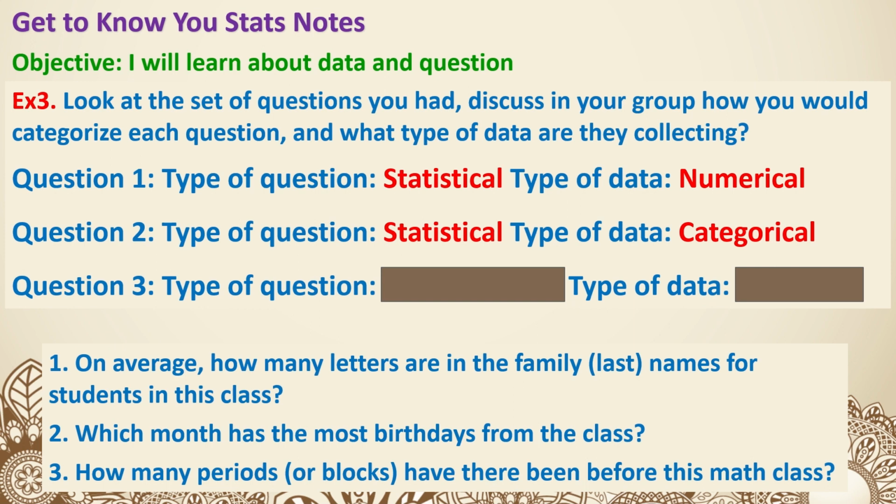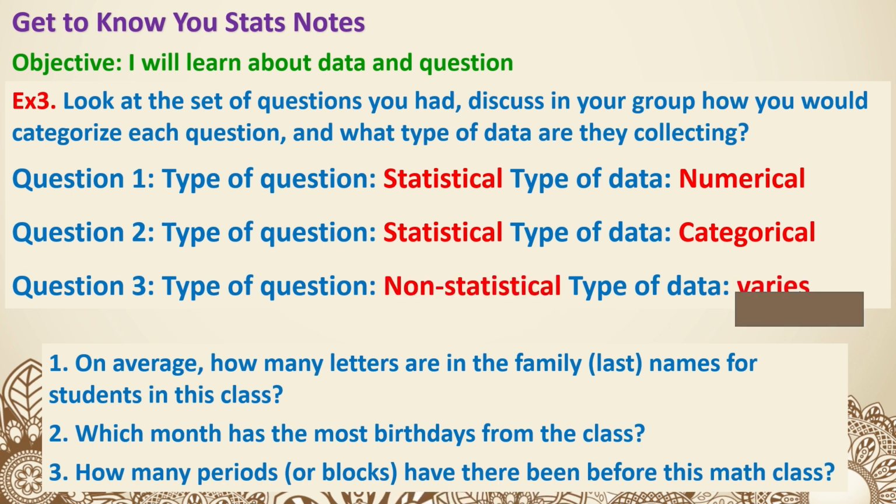And the third question, how many periods have there been before this math class? If I ask all my 5th period students, they're going to answer 4 periods. They're going to give me the same answer. That's why it's non-statistical. And the type of data that's being gathered, it varies. It really depends on how they answer. They could write the word or they could write the number. But technically, it's going to be numerical.